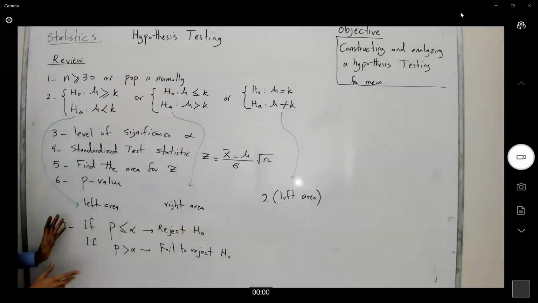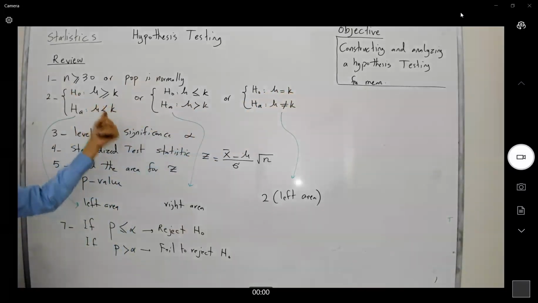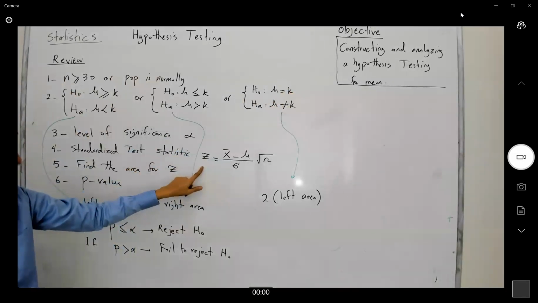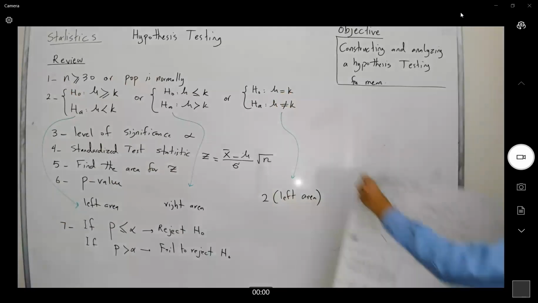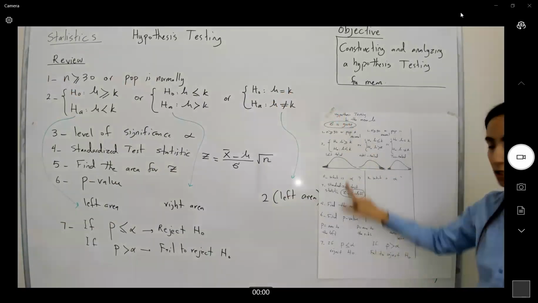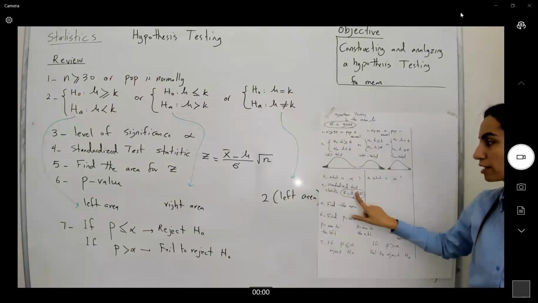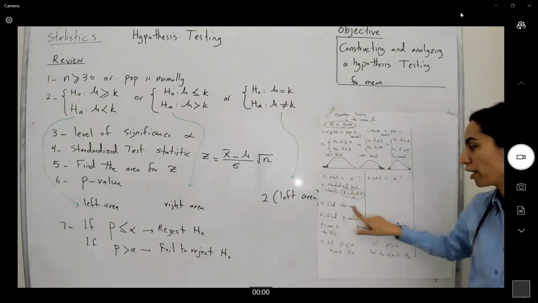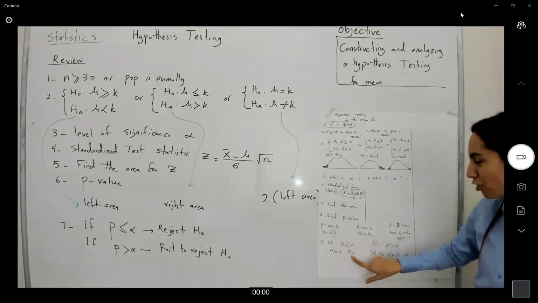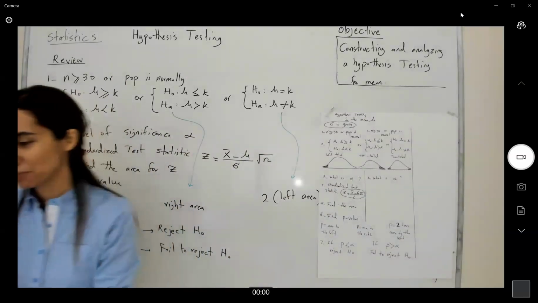So these are the things that we learned before. Constructing and analyzing a hypothesis test for the mean. When sigma is given, you're using Z. Remember our wallpaper? This is your first column. What is alpha? Standard test statistic Z. Find the area, find the p-value, and if p is less than or equal to alpha, reject the null hypothesis. If p is greater than alpha, we fail to reject the null hypothesis.